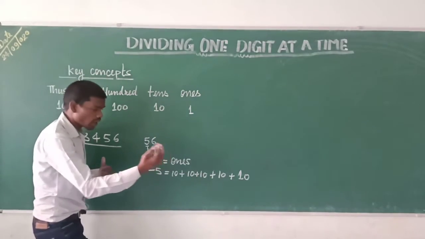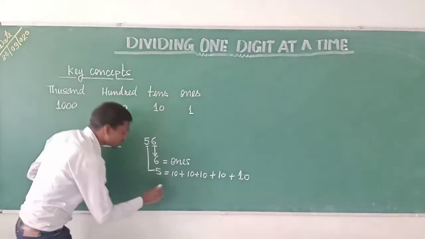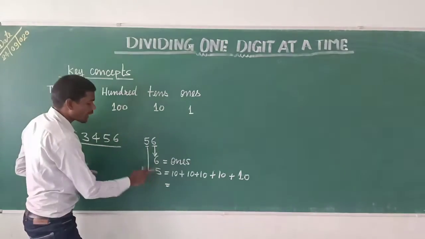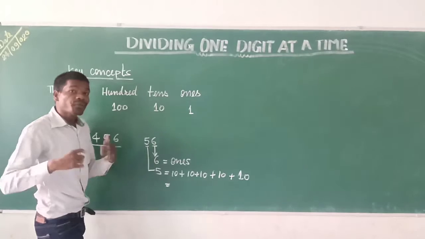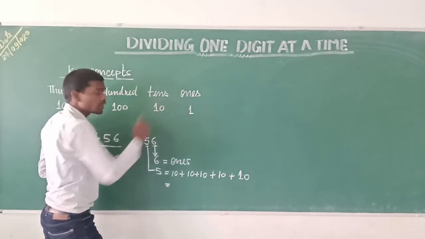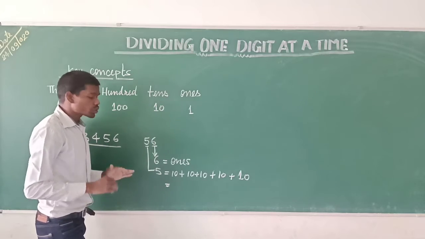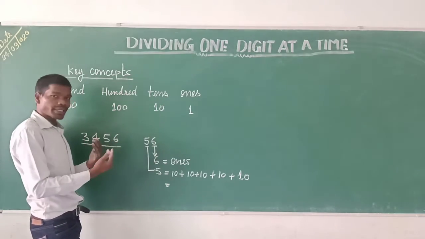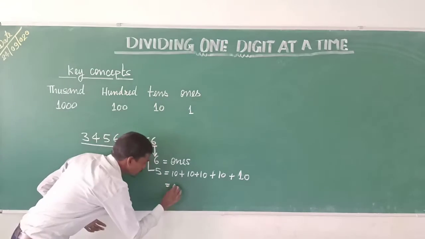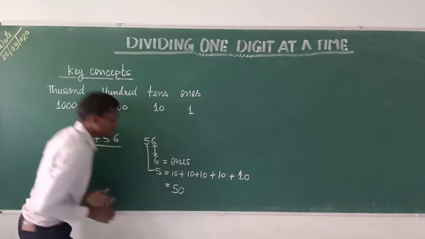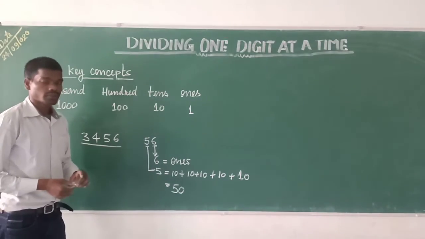So, dear students, how can we write this one? Can we write it like this? 5 tens means 50. Here only 1 is there. Only 1 is there. So what can we do? We can just put 0: 5, 0. Means 50.